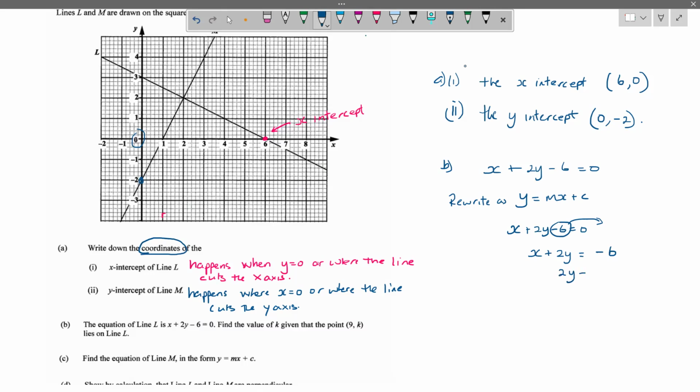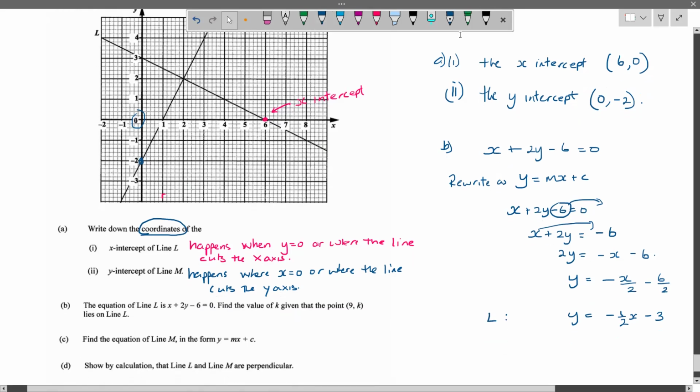Then the next thing I'm going to move is the x. The x will become negative x minus 6. And then the last thing I'm going to move is the 2. But when I move the 2, each of these terms has to be divided by 2. So it's going to be negative x over 2 minus 6 over 2. And I just need to clean this up a bit. X over 2 is the same as negative half x. And 6 over 2 is the same as 3. 2 goes into 6 3 times. So this is the equation of the line L.